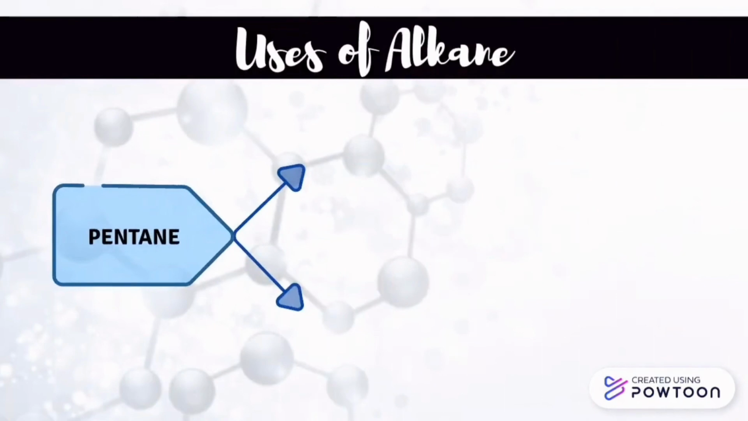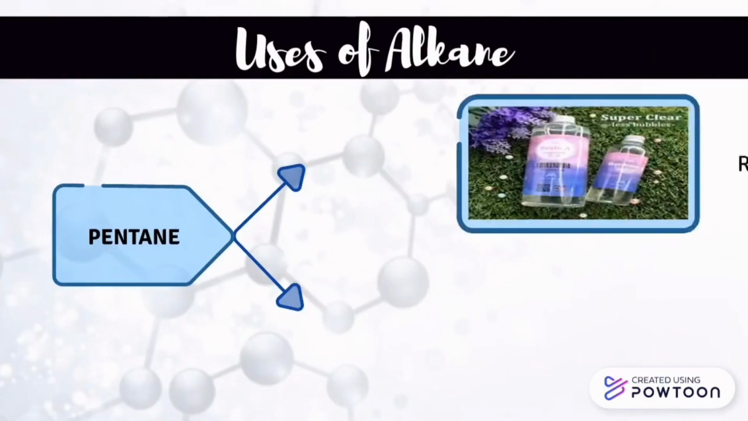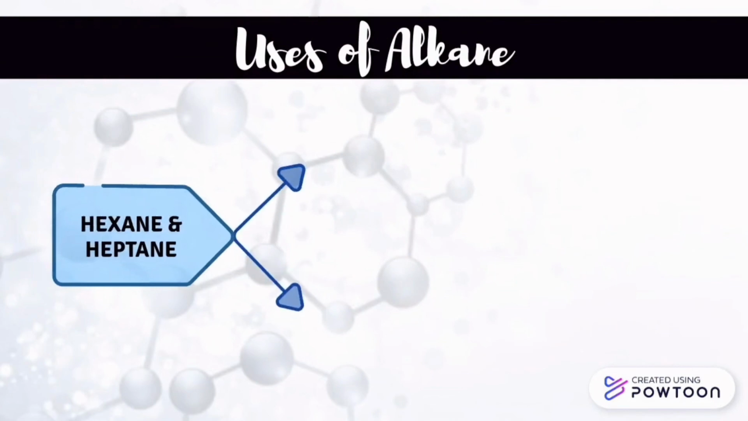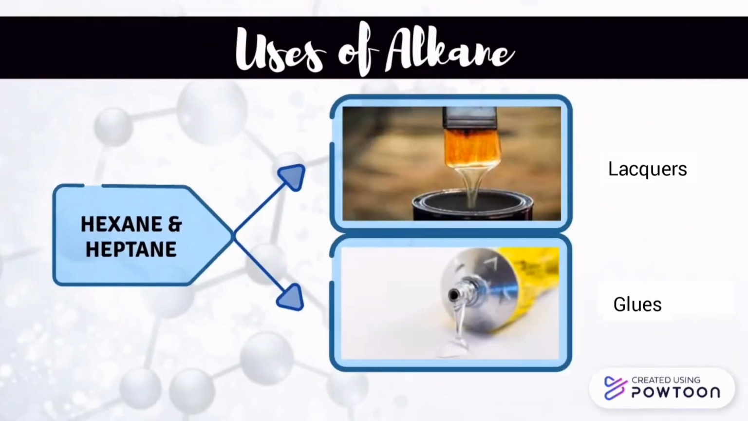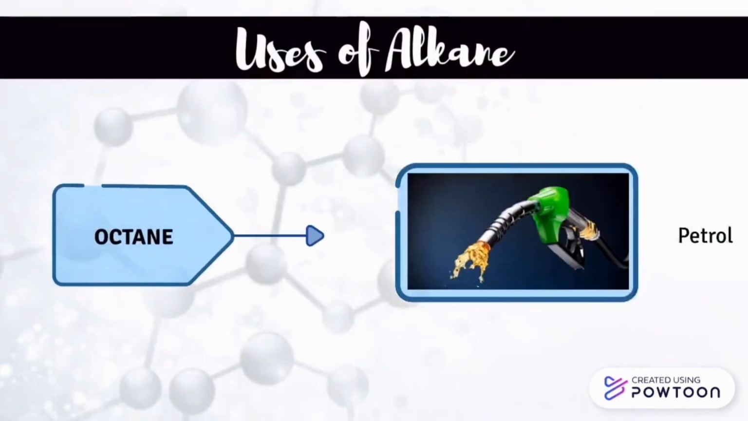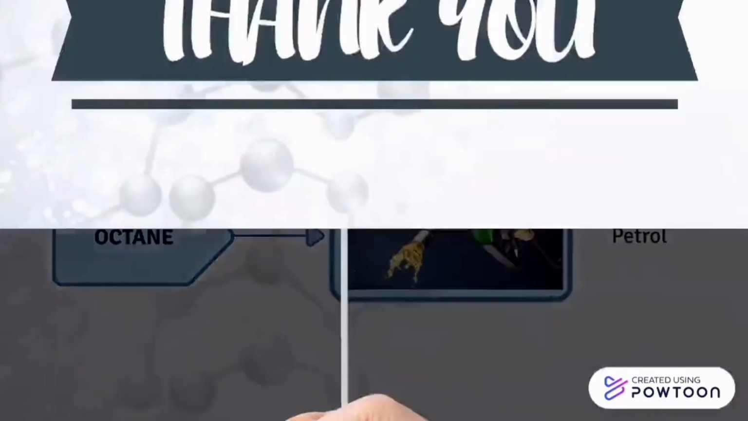Then, pentane is used as a foaming agent in the preparation of phenolic resins and polystyrene. Hexane and heptane are used for fast drying of lacquers and glues. And lastly, octane is one of the compounds used in petrol. That is all about alkane.